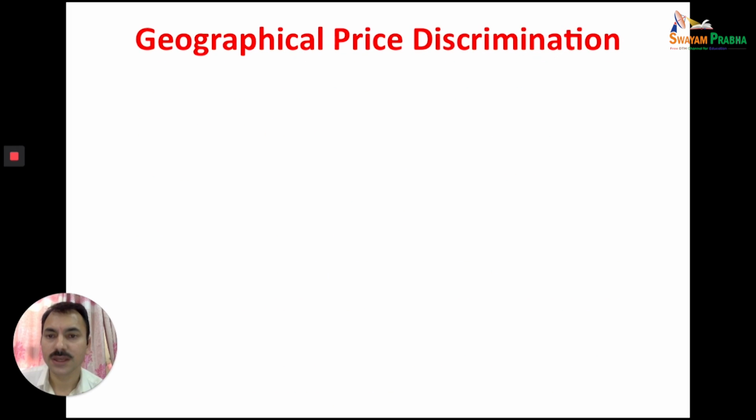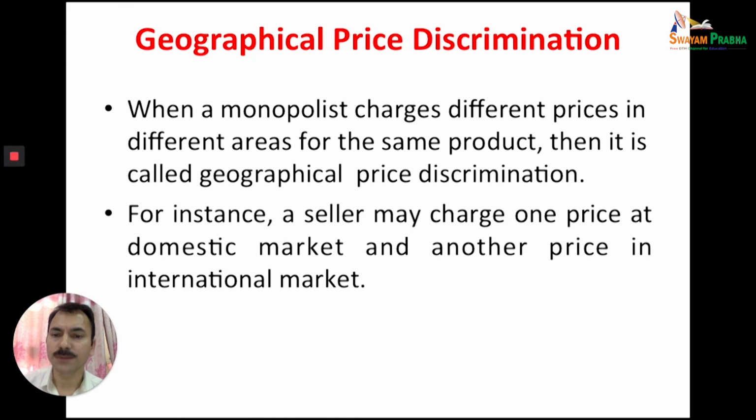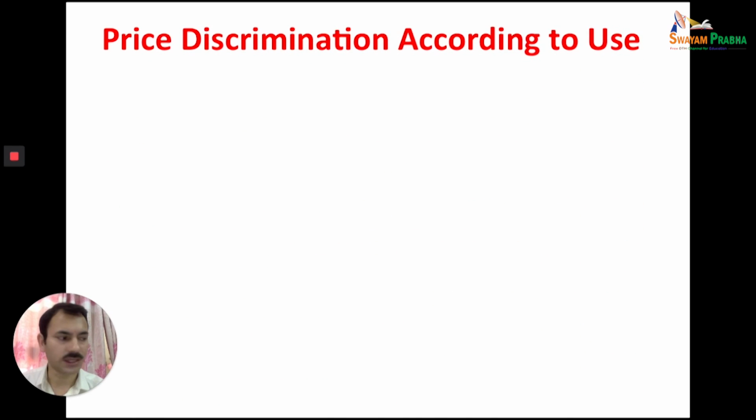This is the example of personal price discrimination, when the monopolist charges different prices from different customers for the same product. Geographical price discrimination: when a monopolist charges different prices in different areas for the same product. The product is the same, but the price will be different according to the geographical situation of a particular area. For example, a seller may charge one price in the domestic market but a different price in the international market. Even in the domestic market, there can be different prices according to the area.